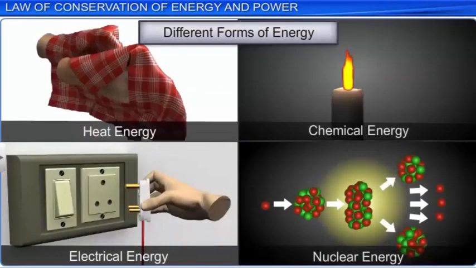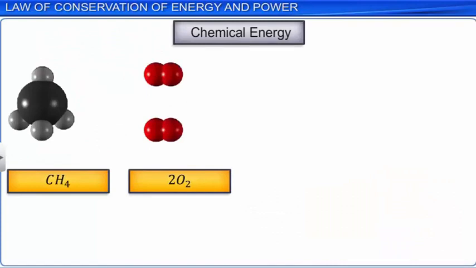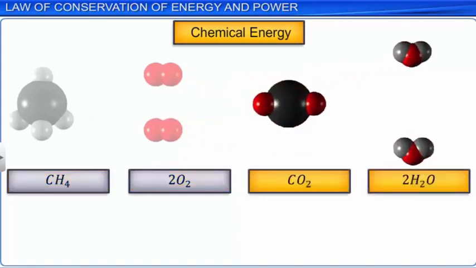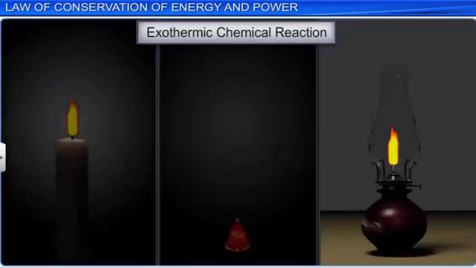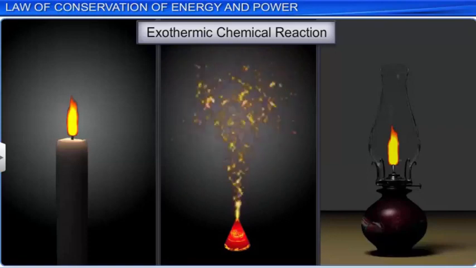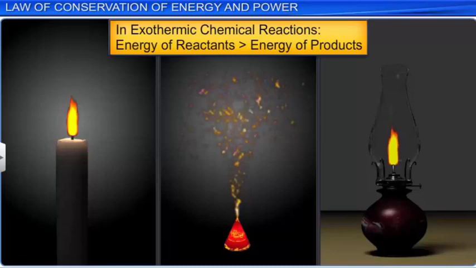Let us look at another form of energy, chemical energy. Chemical energy is produced when the molecules of the reactants participating in a chemical reaction combine to attain greater stability by forming stable compounds. The burning of any form of fuel is a chemical reaction. Burning is an exothermic chemical reaction where the chemical energy of the reactants is mainly converted into heat energy, which can later be manifested in other forms. Thus, in an exothermic reaction, the energy of the reactants is greater than that of the products.